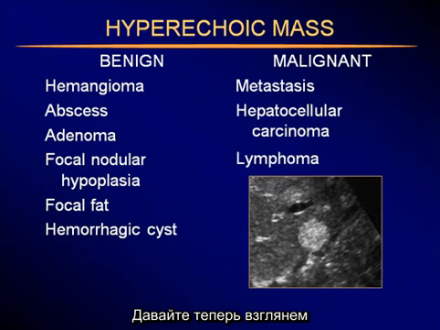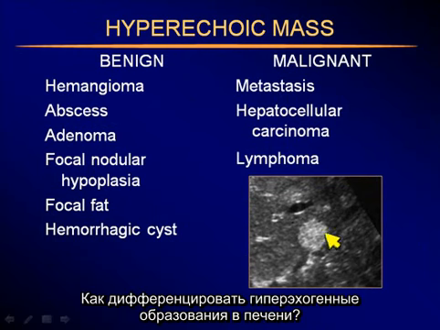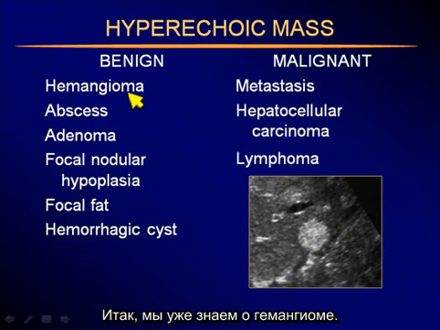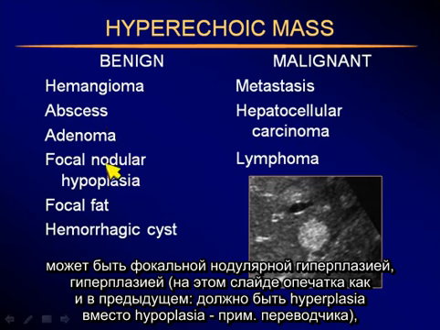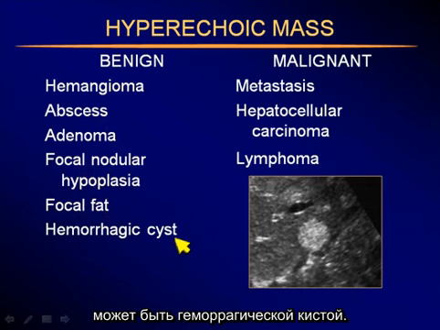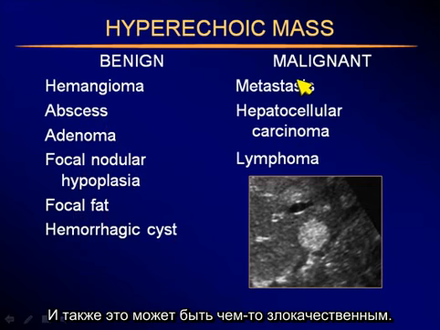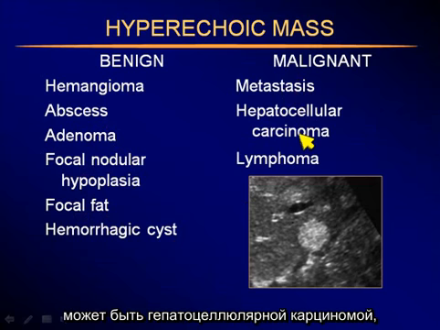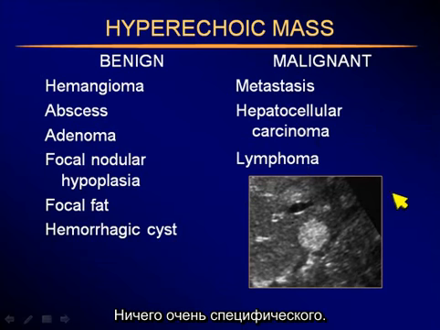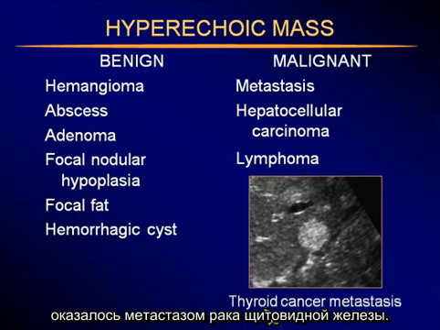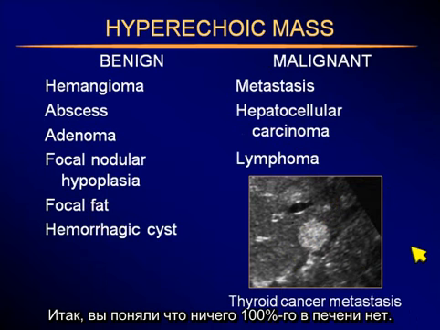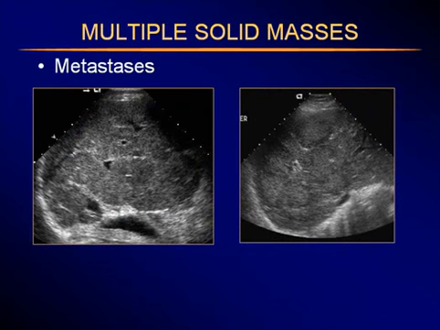Now let's look at something hyperechoic. What's the differential of a hyperechoic lesion in the liver? Well, we all know about hemangioma, but it could possibly be an abscess. It could be an adenoma, could be focal nodular hyperplasia. It could be focal fat, could be a hemorrhagic cyst. And it could also be something malignant, could be a metastasis, could be a hepatocellular carcinoma, could be lymphoma. Not very specific. All of these are unusual, but this one happens to be a thyroid cancer metastasis. So you see, nothing is 100% in the liver.